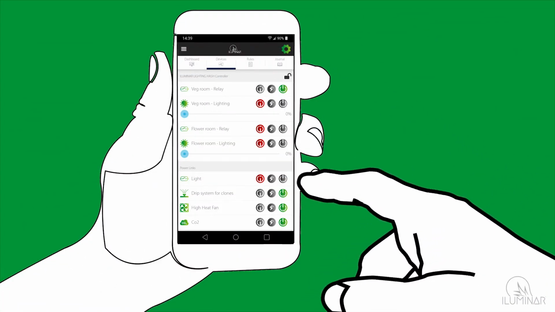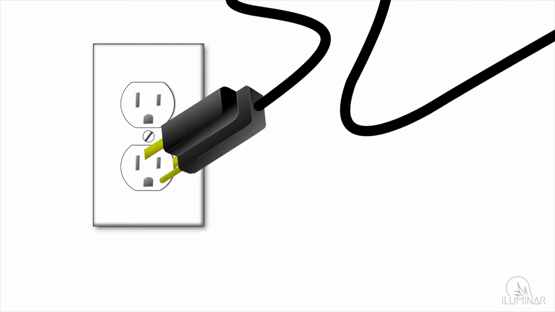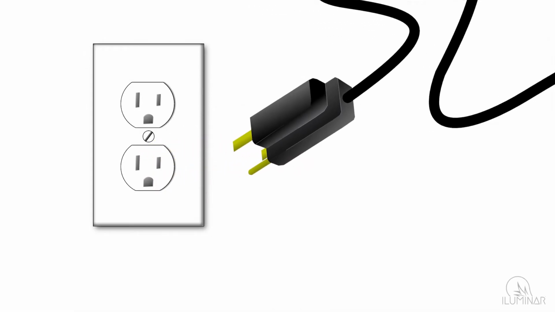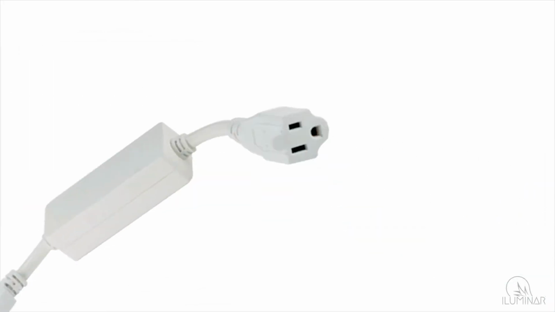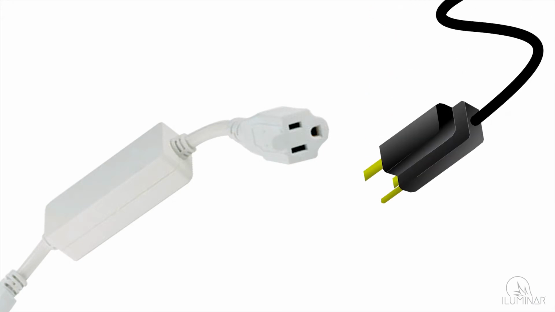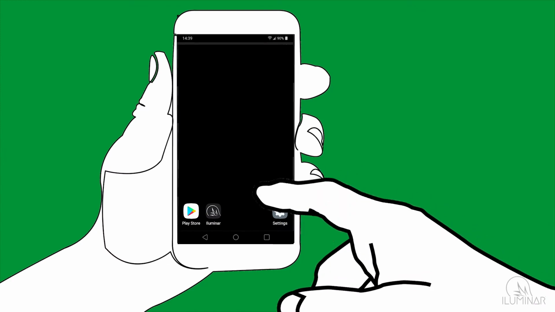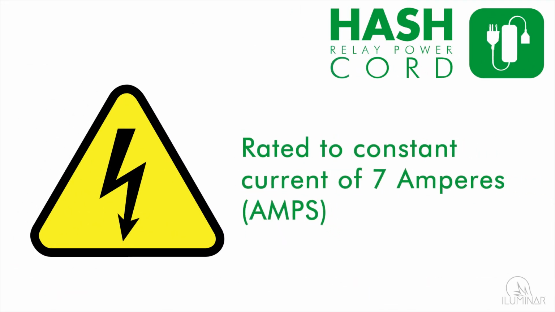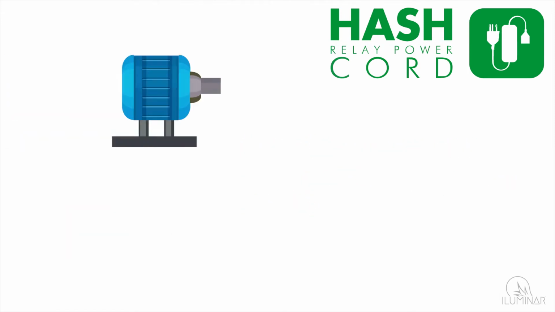To use a relay power cord, remove the packaging, unplug the equipment you want to control, and then plug the relay power cord into the mains outlet. Reattach the equipment plug to the corresponding socket on the relay power cord, and then return to the Hash app on your device.